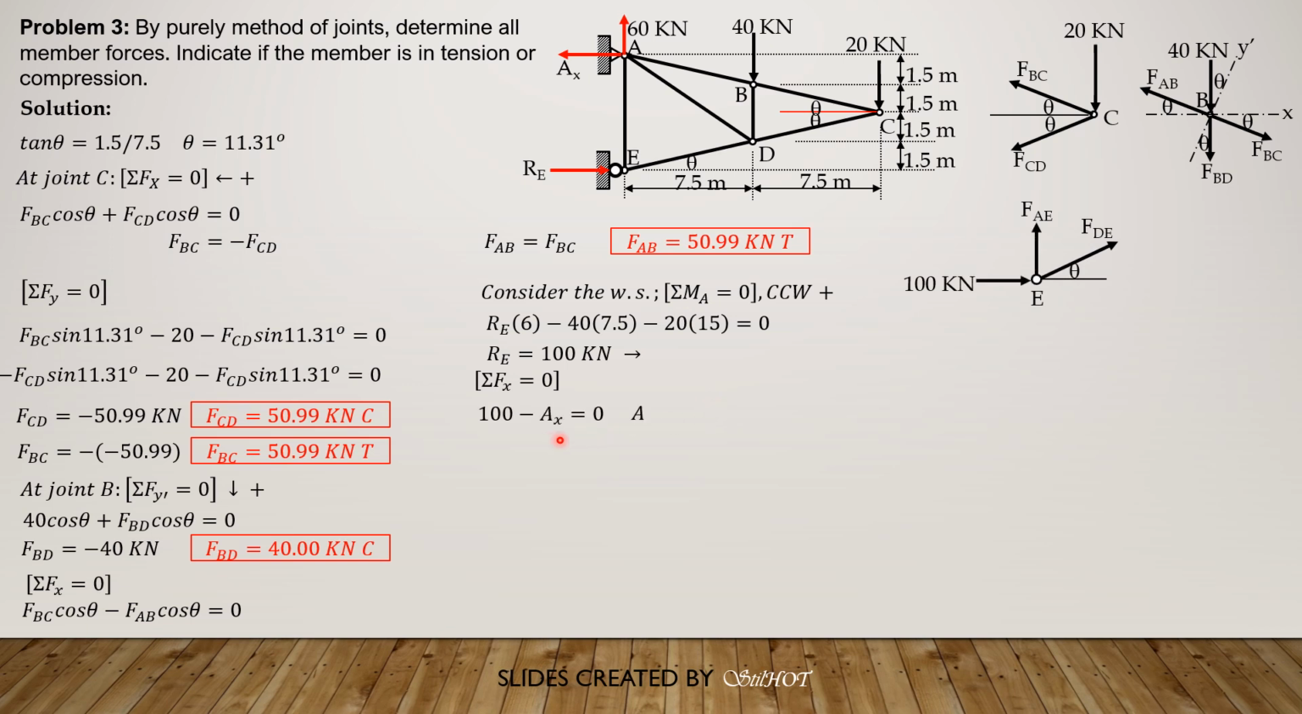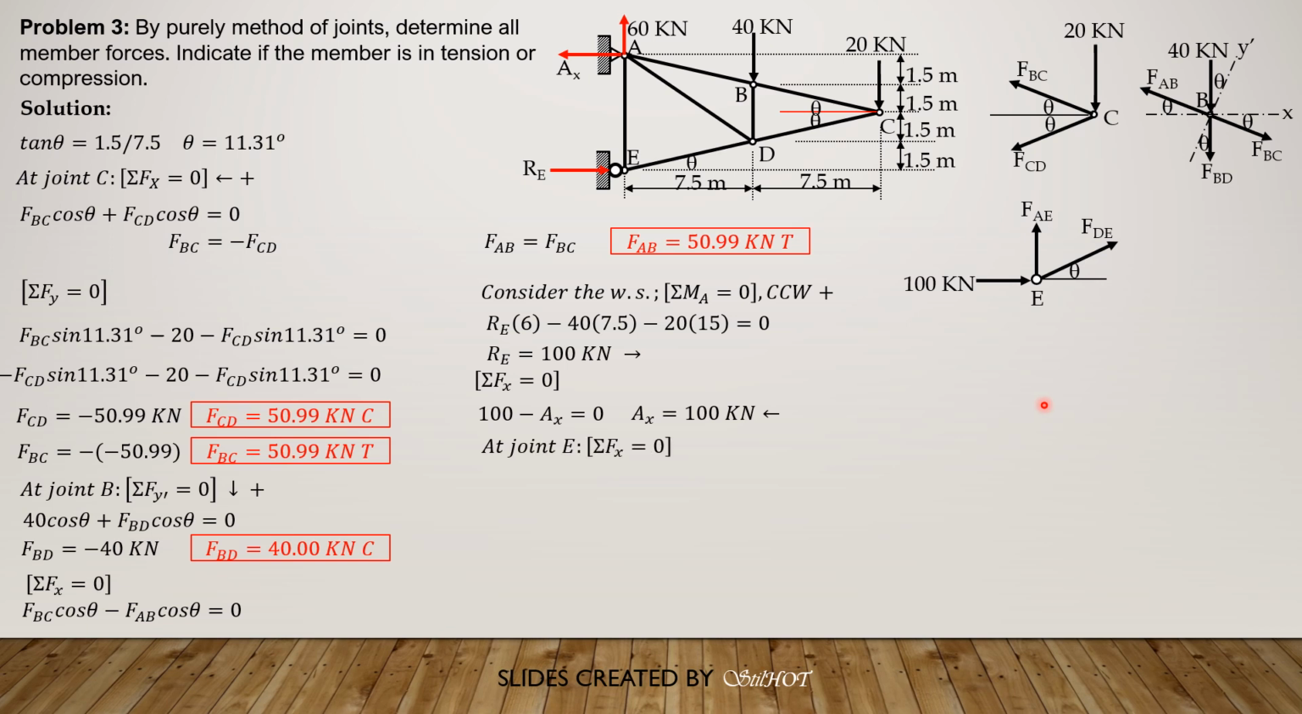So 100 minus AX equals 0, so AX equals 100 kilonewtons leftward. So this is the free body diagram of joint E. We already computed R sub E, which is rightward. Then this is FDE. The angle here is also theta, equal to that. So we sum up forces along X to solve for FDE.